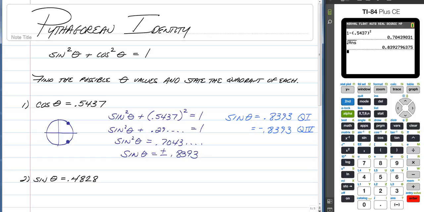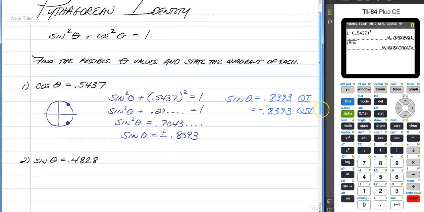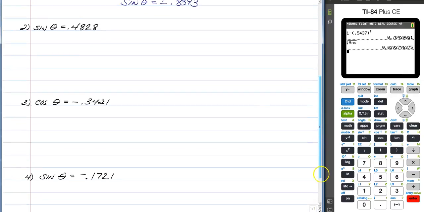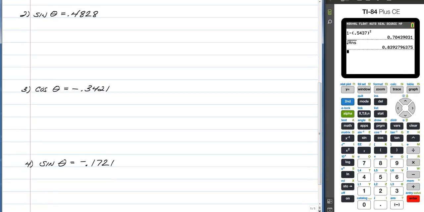Okay, but that's basically it. That's all you really have to be able to do. So there are 3 more examples here, and most of them are just done exactly like that in the calculator. The important thing that you have to remember is that you are making sure that you're choosing the correct quadrants.